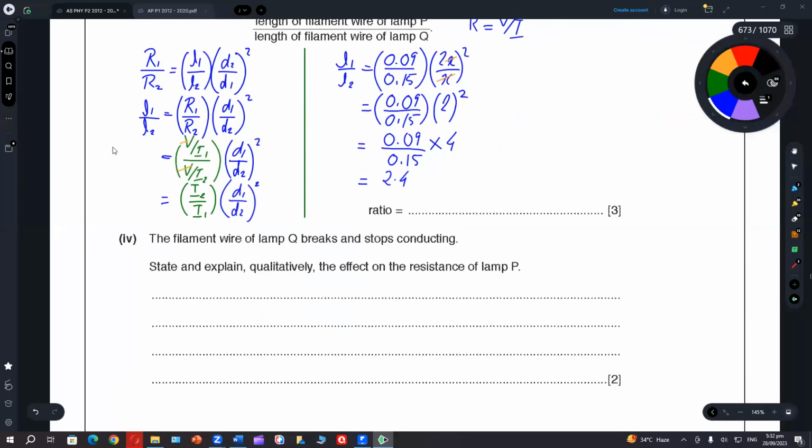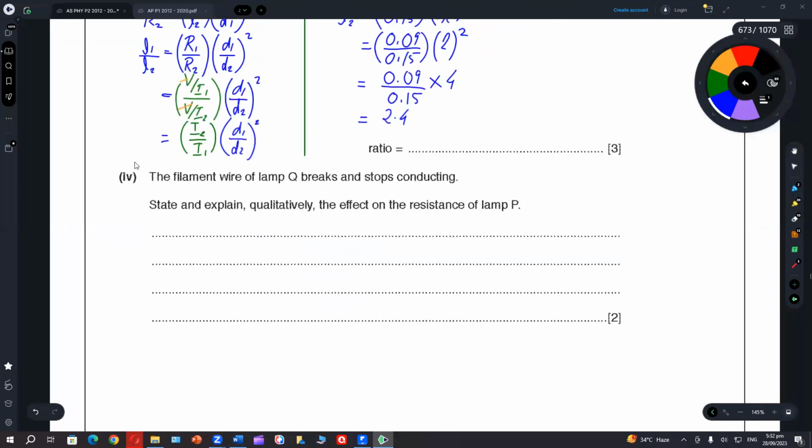Now comes the theory question. Theory questions are always very important because they set your label for the examiner, whether you are a smart student or not. The filament wire of lamp Q breaks and stops conducting. So Q is gone. State and explain qualitatively the effect on the resistance of lamp P.